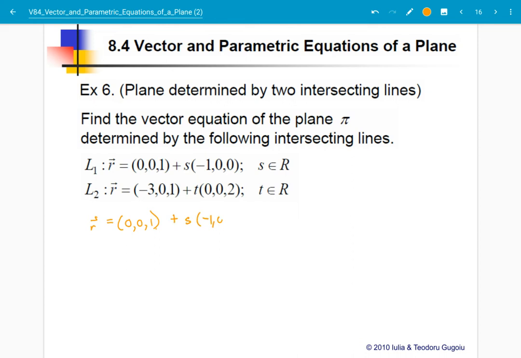And I can use the first vector portion and the second one. They're not parallel, so that's all good. That's it. It's literally as simple as that.